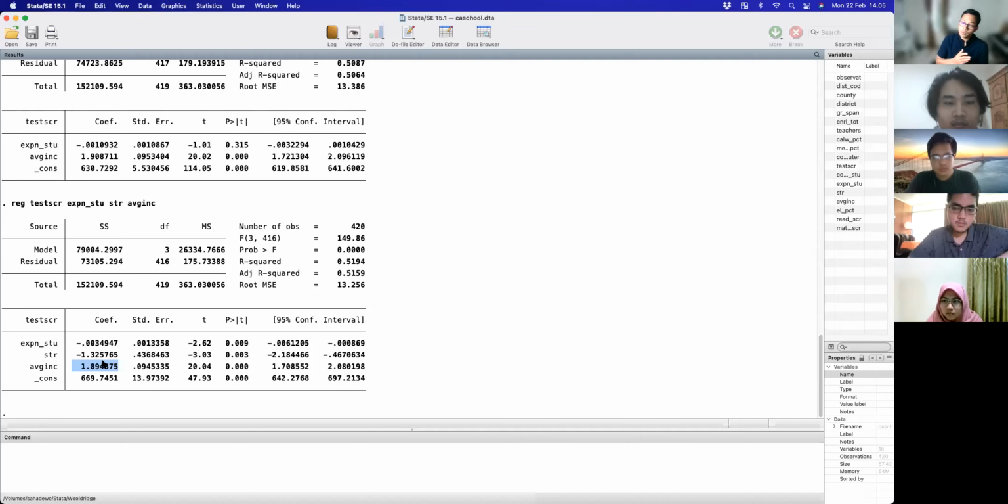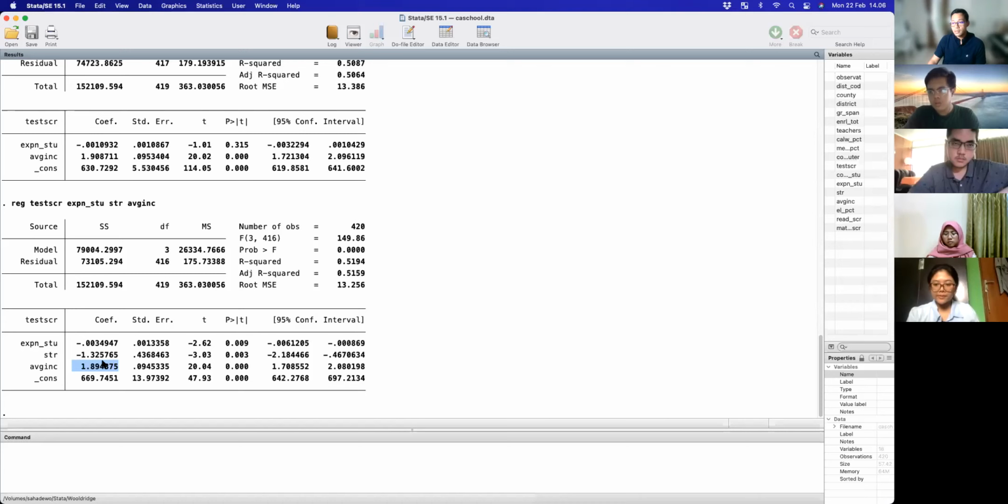And so when you fail to control for average income, the expenditure per student effect actually also encompasses the effect of the average income. Once you add average income to the model, it allows the model to estimate the effect of expenditure per student and just expenditure per student, and then an estimate for the average income, okay? So that's the intuition. There is a high correlation between expenditure per student and average income.